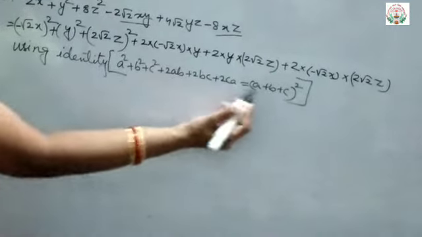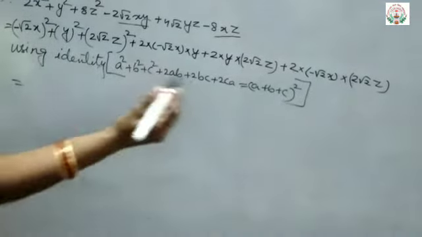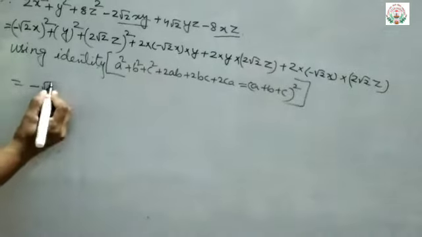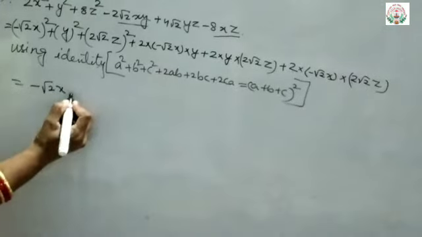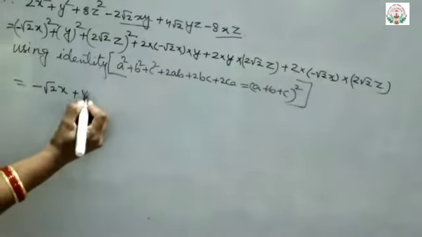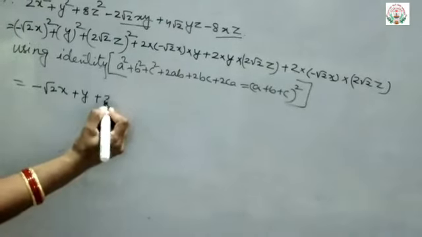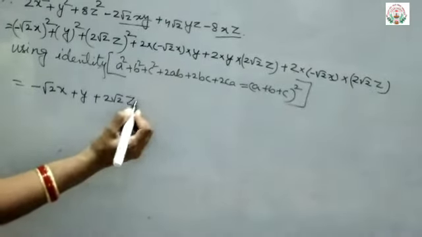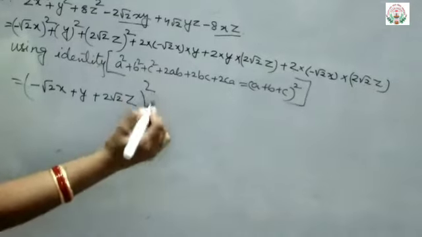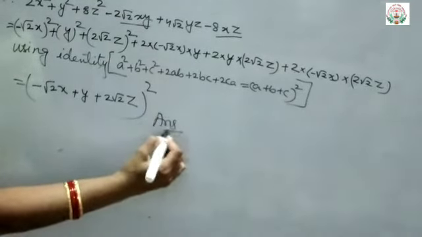Clear? So now what is a? You can see on comparison with this, what is a? That is root 2 x. What is b? That is y. And what is c? 2 root 2 z whole square. So this is the answer.